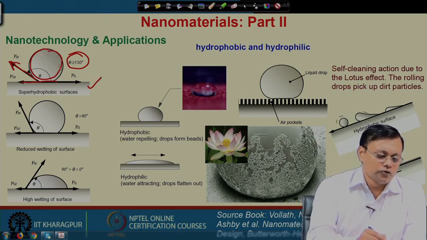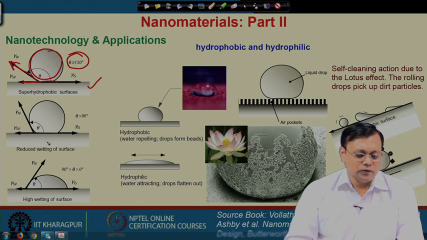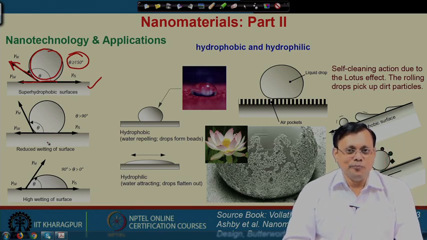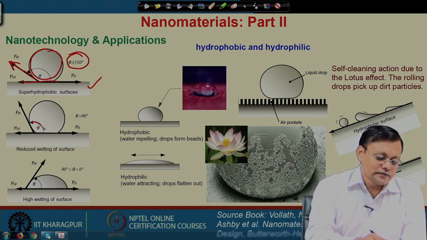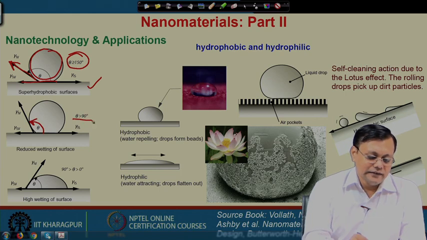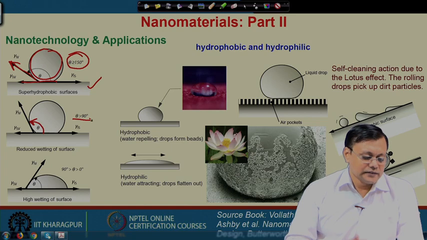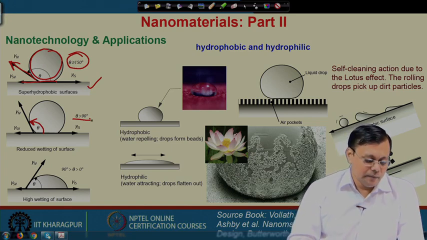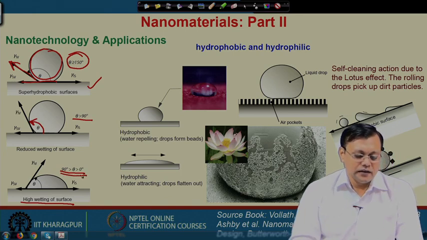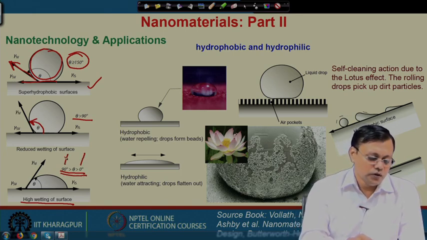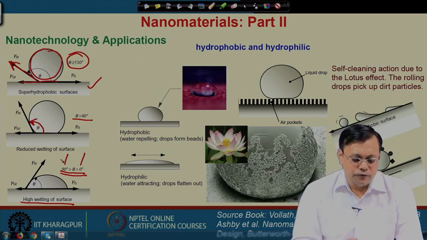The liquid droplet has the same shape, but if the wettability is improved or higher, then this angle actually decreases. Let us say this angle is less than 90 degrees. Then we call it a more wettable surface. A highly wetting surface has a theta lying in the range of 0 to 90 degrees.